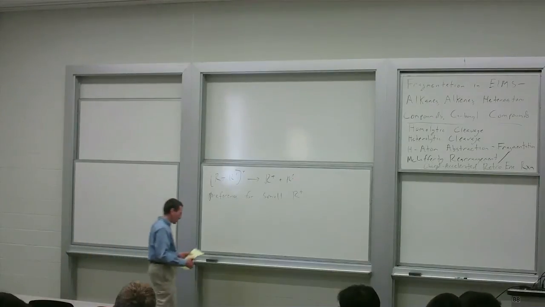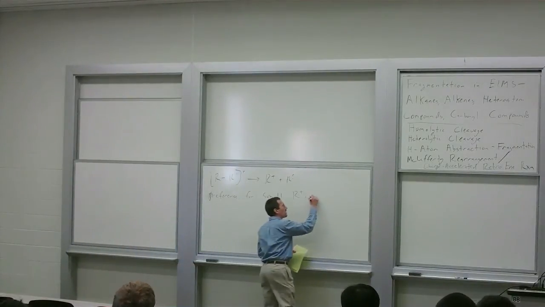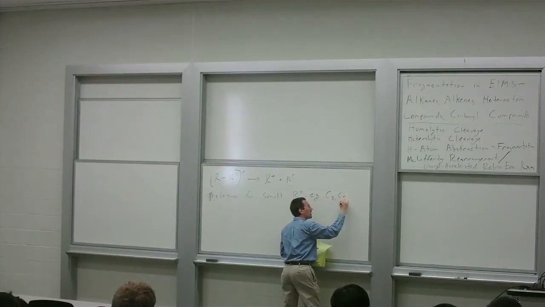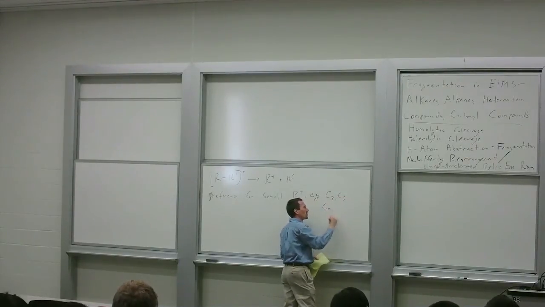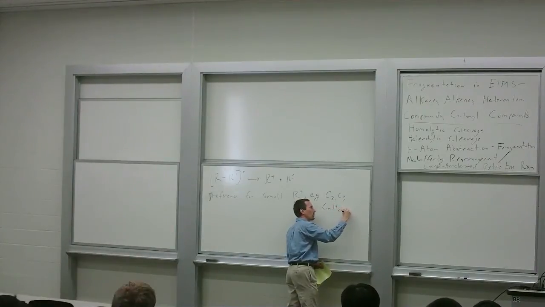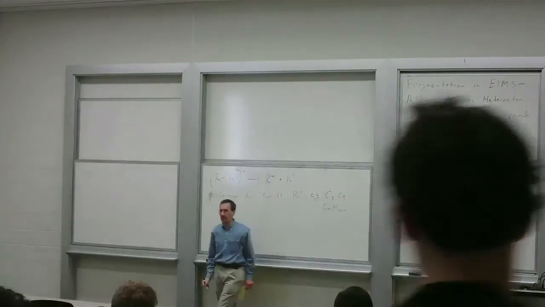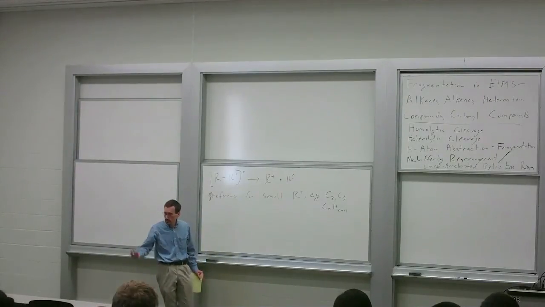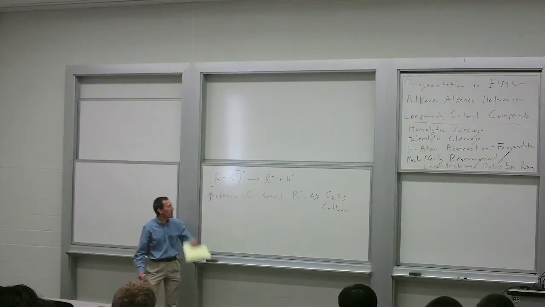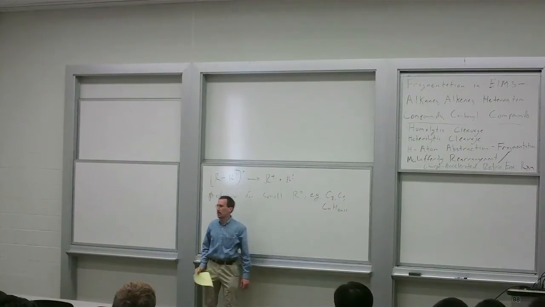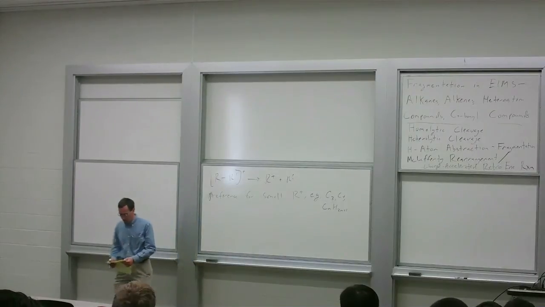So I'll say a preference for small R plus, e.g. C3, C4. The general formula, of course, in alkanes is CnH2n+1, because we're at the carbocation right now. The alkane is CnH2n+2. We take away one hydrogen to get the carbocation in terms of the formula.